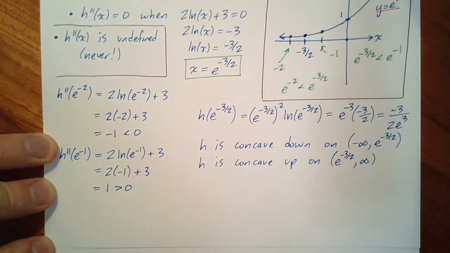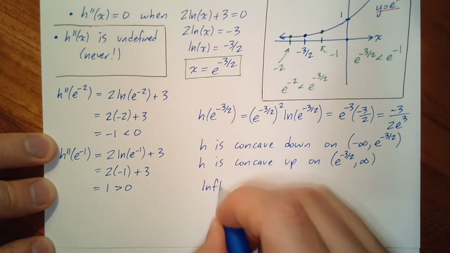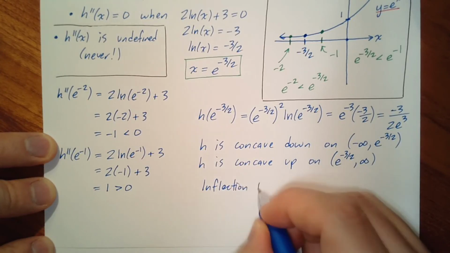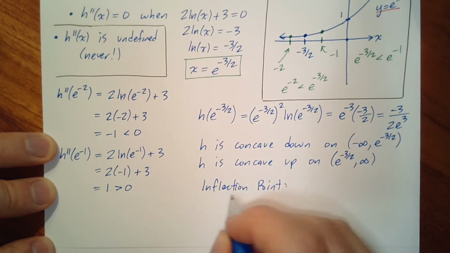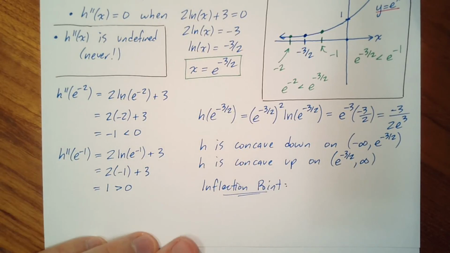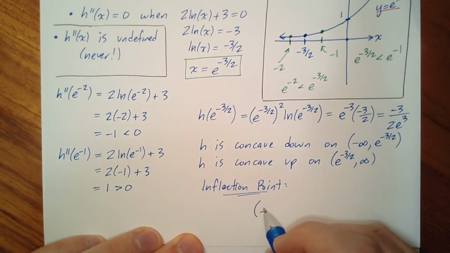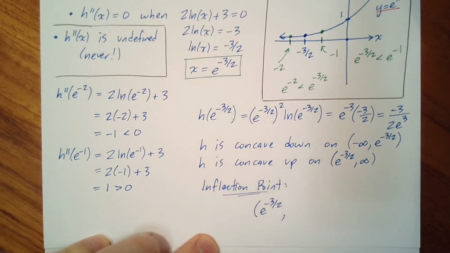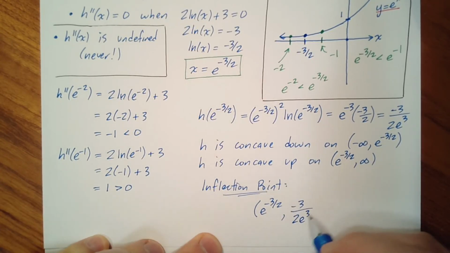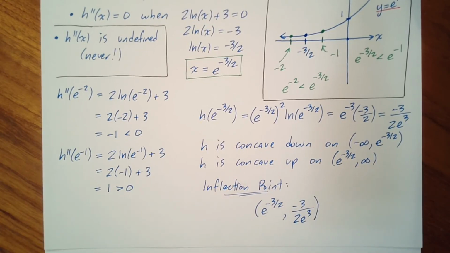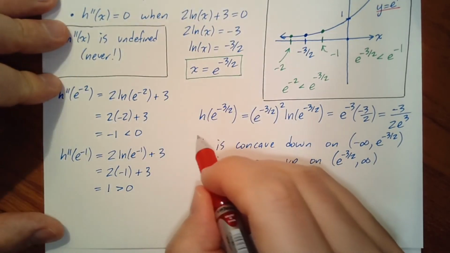And then for the inflection point, what do we got? We have the point that has an x-coordinate of e to the negative 3/2, and the y-coordinate was negative 3 over 2e cubed. Okay, so that is our inflection point, and that is everything that we were asked for.